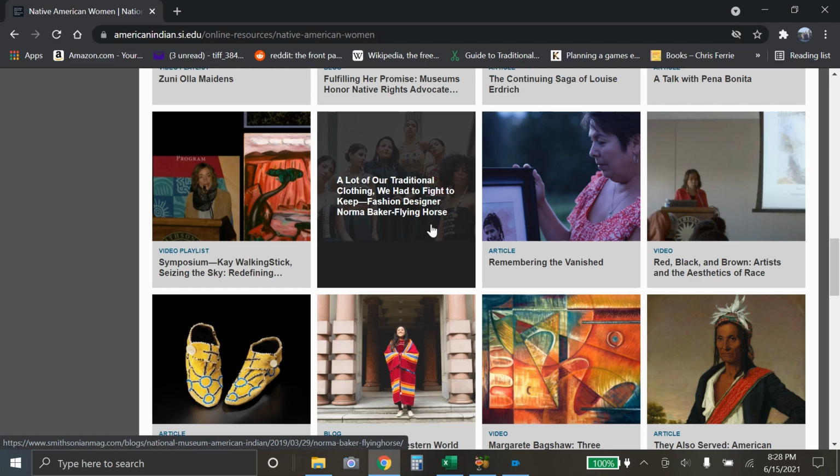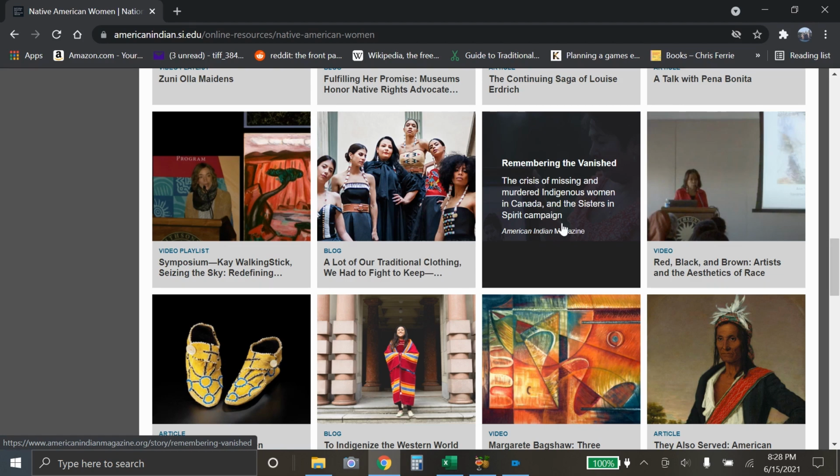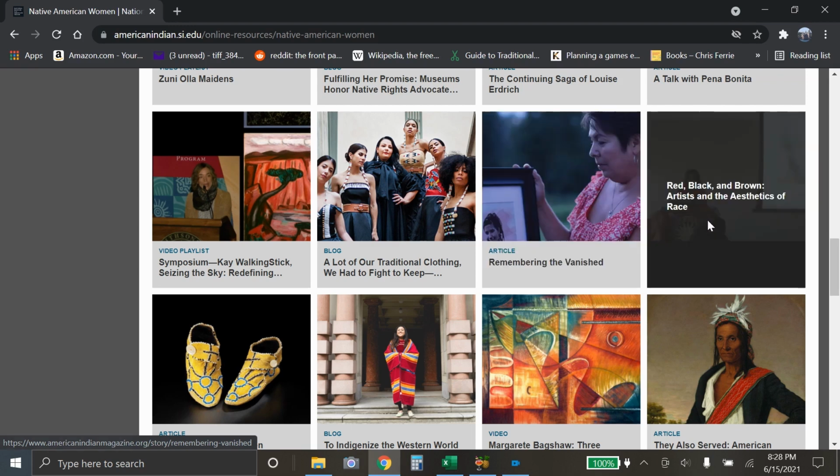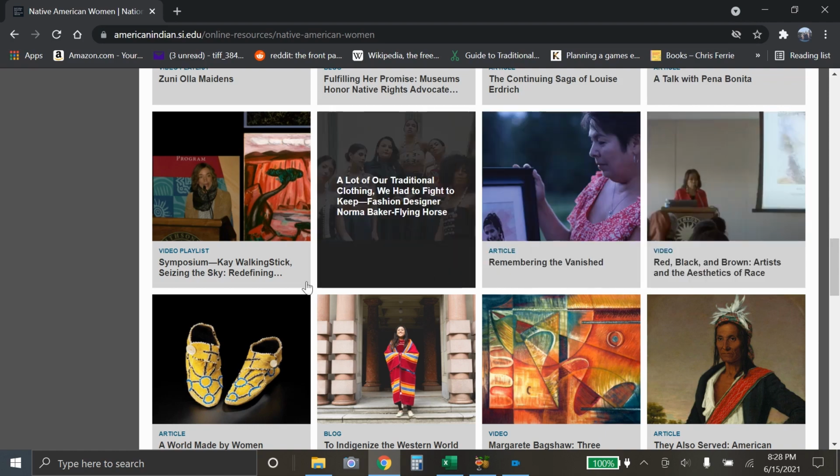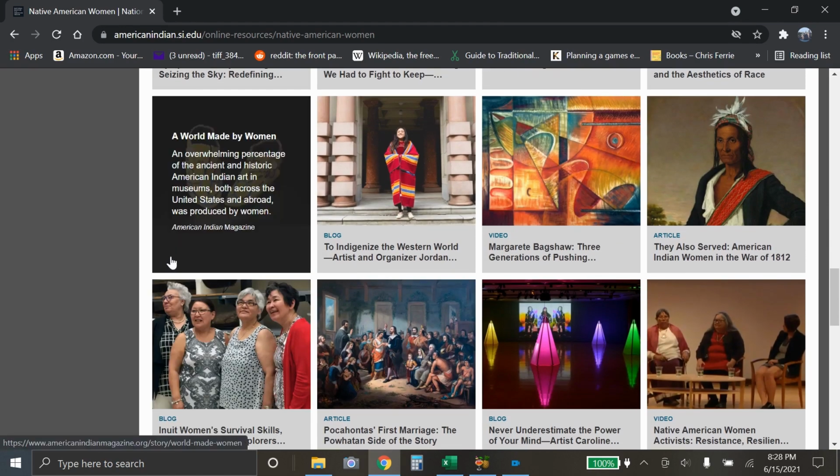So Native American fashion. Then another article, Remembering the Vanished: The Crisis of Missing and Murdered Indigenous Women in Canada and the Sisters in Spirit campaign. Then we have another video, Red, Black, and Brown: Artists and the Aesthetics of Race. Then we have an article on A World Made by Women. So this looks like Native American art.